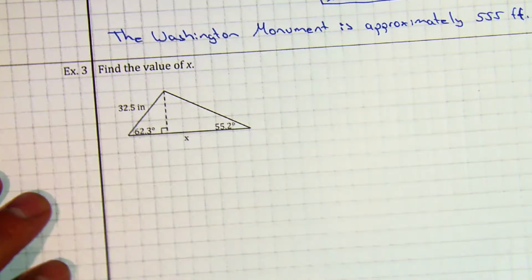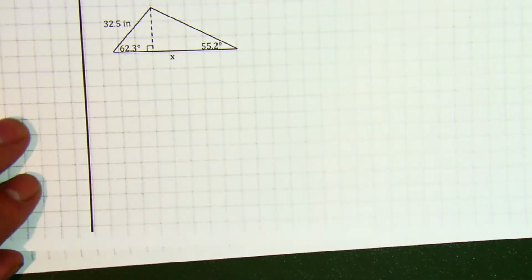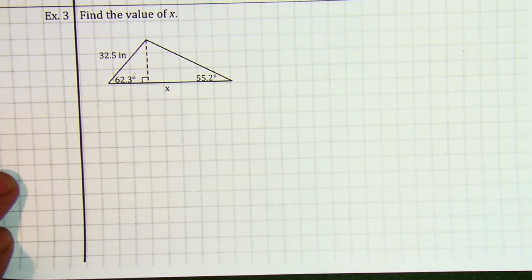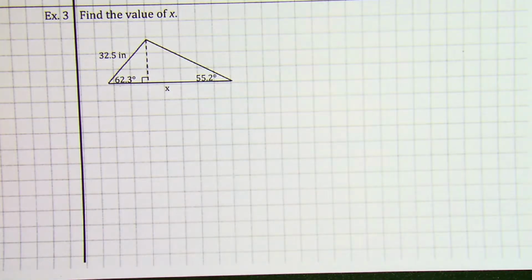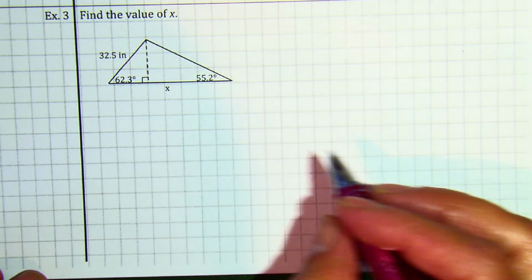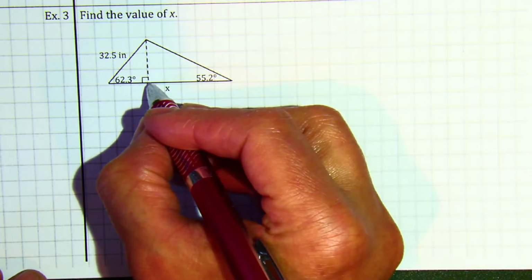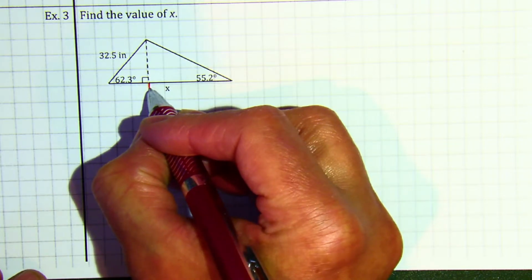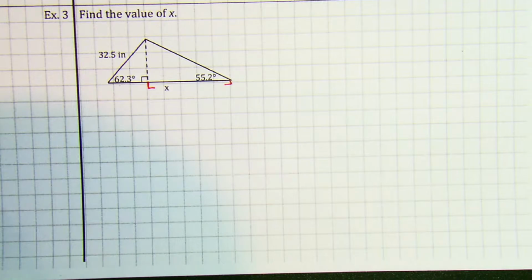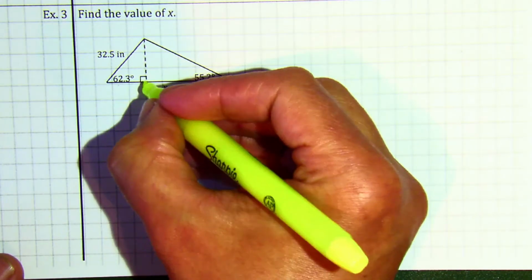Example number 3. Go and paste your triangle or copy it down, and we'll start once you are ready. When they're trying to find the value of x, they are trying to find the length from here to here is the value of x. So you're trying to find this side here.